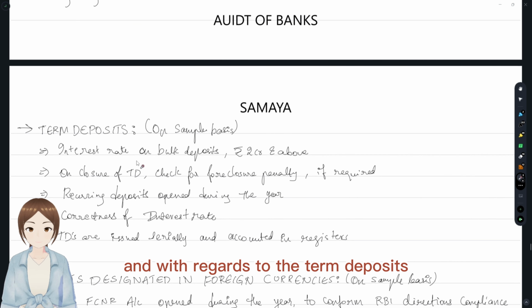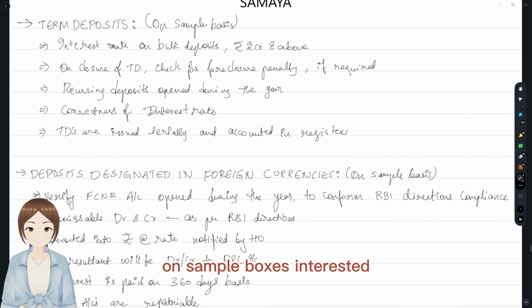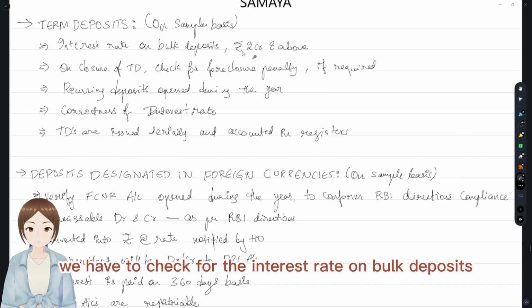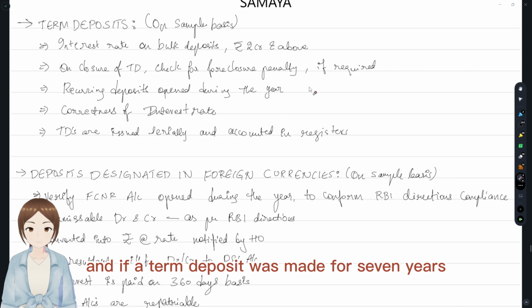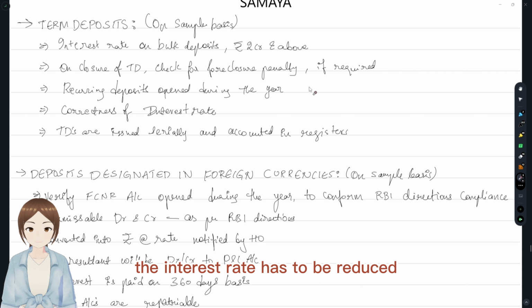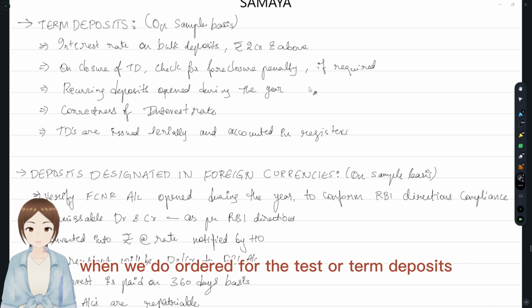And with regards to term deposits, on a sample basis we have to check the interest rate on bulk deposits, that is 2 crore or more. On closure of a term deposit, check for the foreclosure penalty if required. If a term deposit was made for 7 years and it got closed after 3 years, the interest rate has to be reduced. Moreover, there has to be a penalty for foreclosure. When we audit term deposits, we have to check for that.